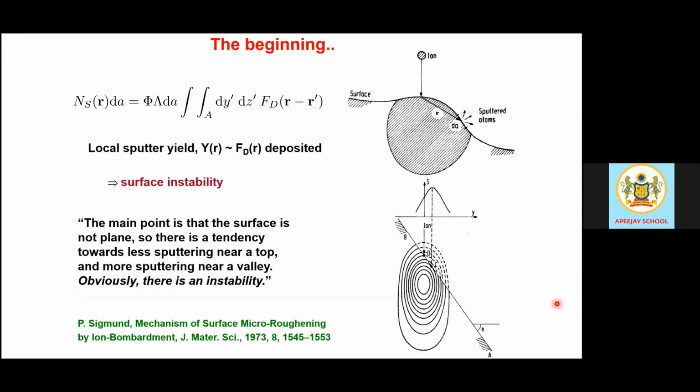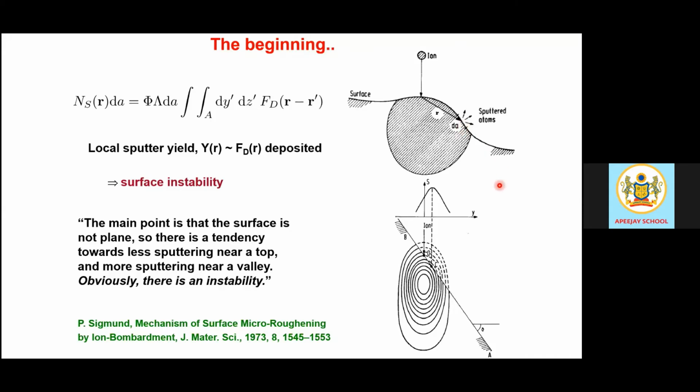The beginning was basically to understand. Mostly, till the early 80s, early 90s or late 90s, the common belief was that the surface was never a flat surface. I mean, ideally nothing is a flat surface. So there was a tendency towards less sputtering near a trough and more sputtering near a crest. Obviously, there will be an instability. Sputtered atoms will be more at the top, but there will be local roughness.